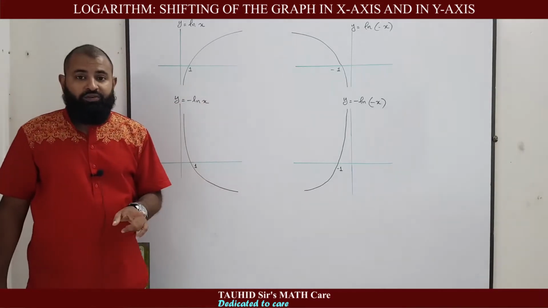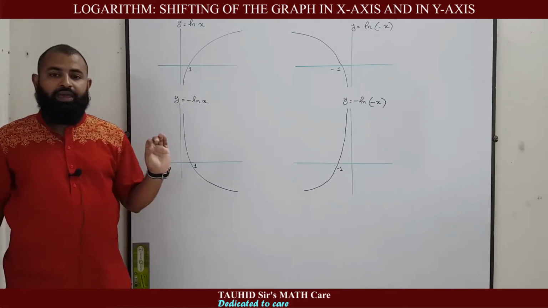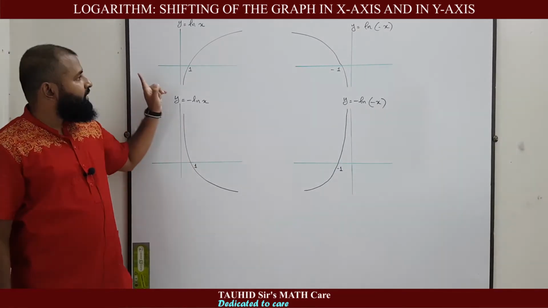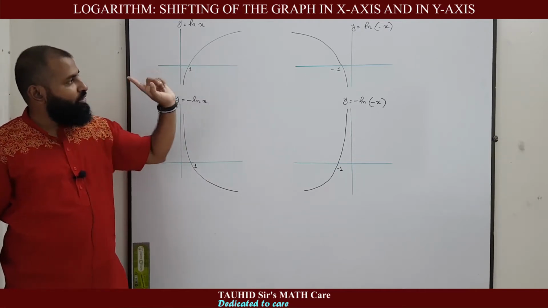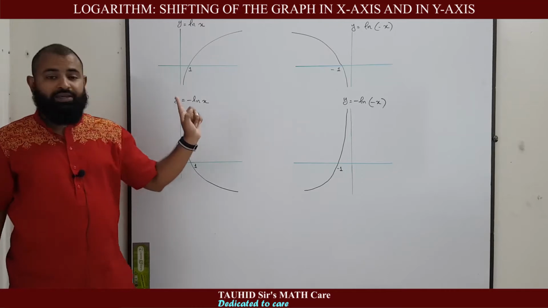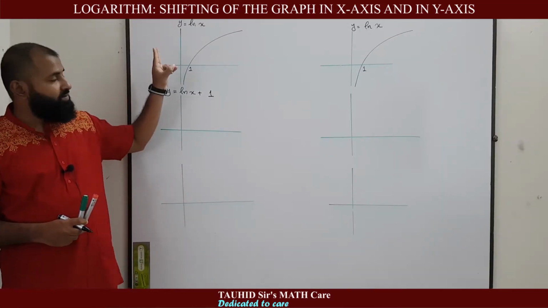The task I will give you is to draw this shape at least 2 times so that you can memorize these shapes, the shape of ln x, ln minus x, minus ln x and minus ln minus x. You can see here the graph of ln x.